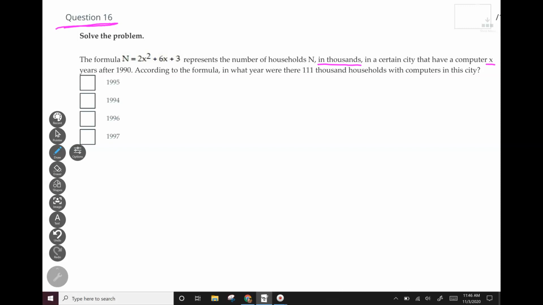According to the formula, in what year were there 111,000 households with computers in this city? So 111,000, which means n equals 111. It's already accommodated for the 1,000 in the n. Okay, so we're going to plug that in for n. And then you can use whatever method you want to solve this. As long as you set that up, you're good. You could use your calculator if you want.